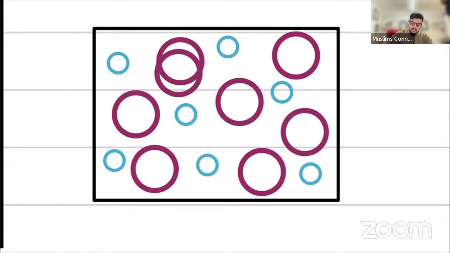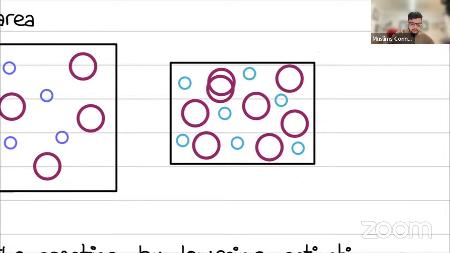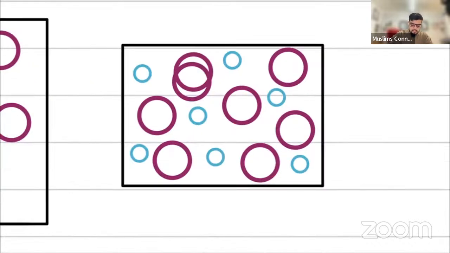Yeah, this app is not working with me today. Let's just quickly change the colors.